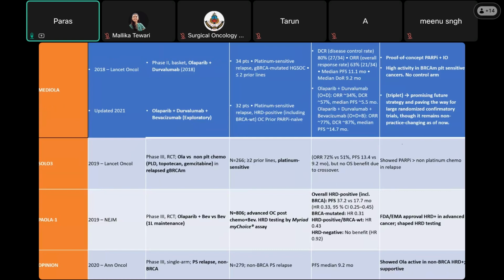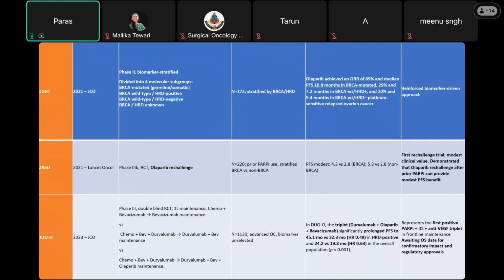Another landmark trial was the PAOLA-1 trial, a phase 3 RCT in first line maintenance, in which bevacizumab alone was compared with olaparib and bevacizumab in advanced ovarian cancer. HRD testing was done using Myriad MyChoice, and better PFS was seen in the overall HRD positive patients, which led to FDA and EMA approval in HRD positive advanced cancers.